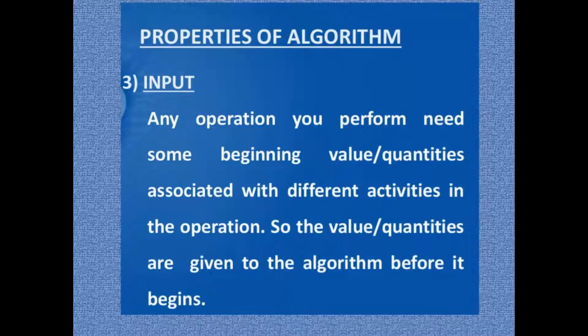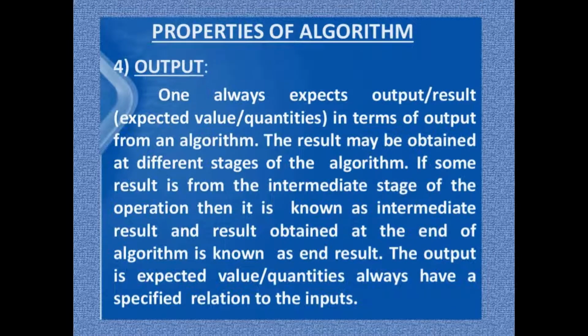Any value we supply to an operation is called an input, and this value is given to the algorithm before it begins. Output is the result or the expected value or quantity in terms of the output of an algorithm. This may be obtained at different stages of the algorithm, and if the result is from intermediate stages, it is called an intermediate result. And if it is at the very end, it's an end result.